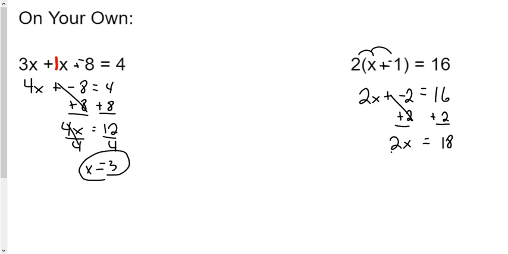Now we can divide by 2 on both sides. And there we have it, x equals 9.